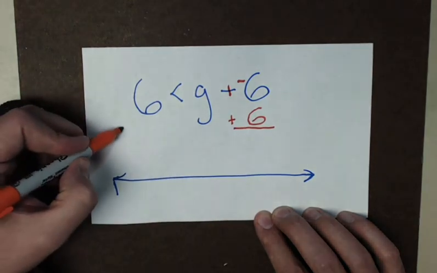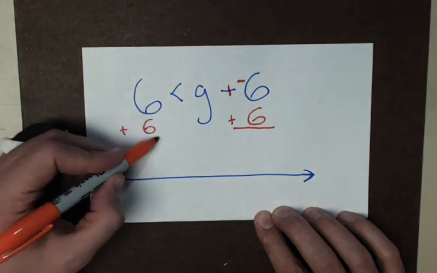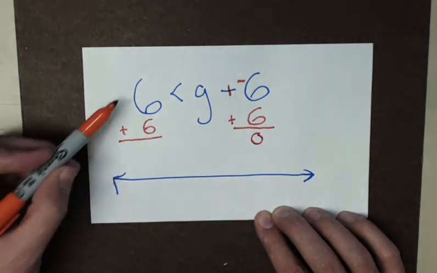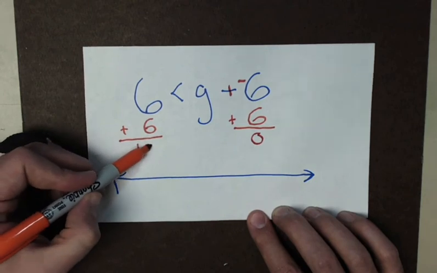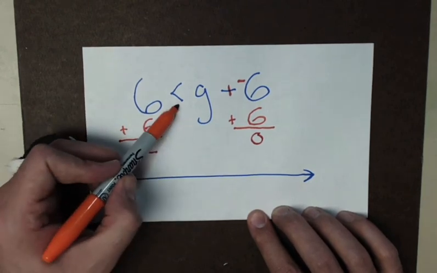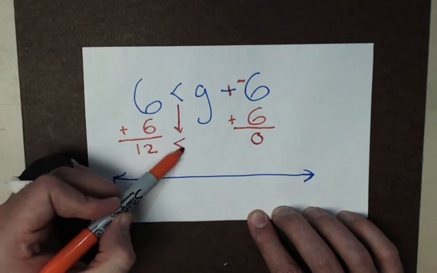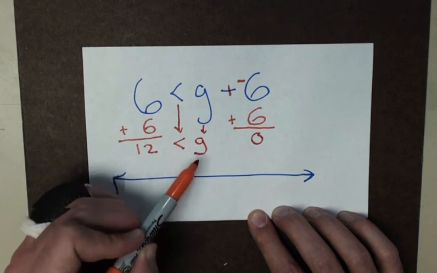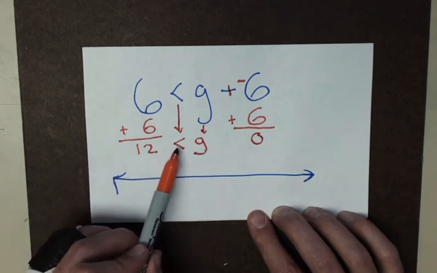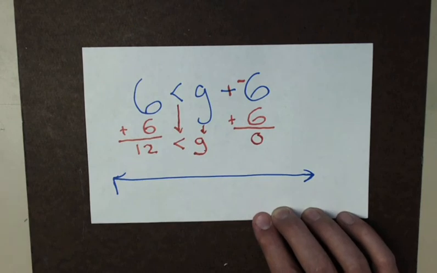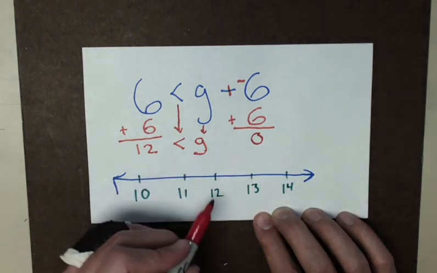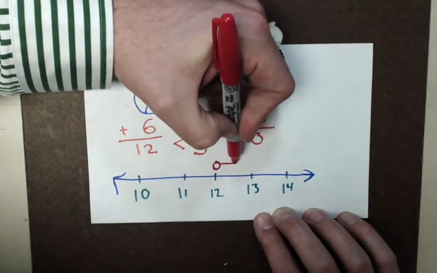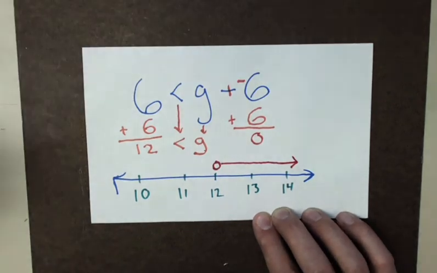Now I have to balance it out by adding the same thing to the other side of the inequality. Negative 6 plus 6 is 0. 6 plus 6 is 12. The sign gets brought right down here, and G gets brought down. So really what we end up with is G is greater than 12. So we're going to graph that now. So G has got to be greater than 12, but it can't be 12. Anything greater than 12 works. And that's how you do that.